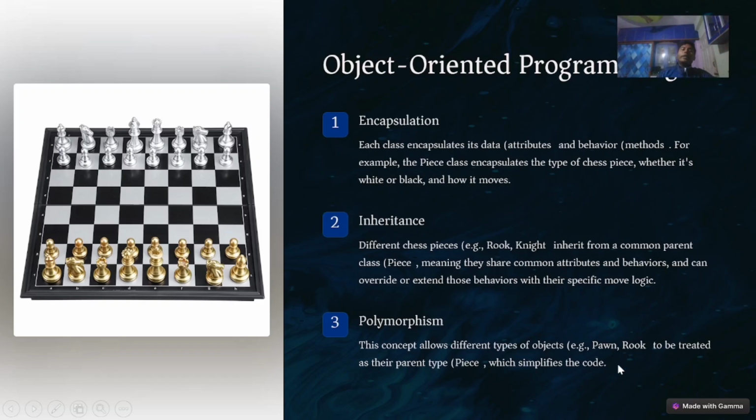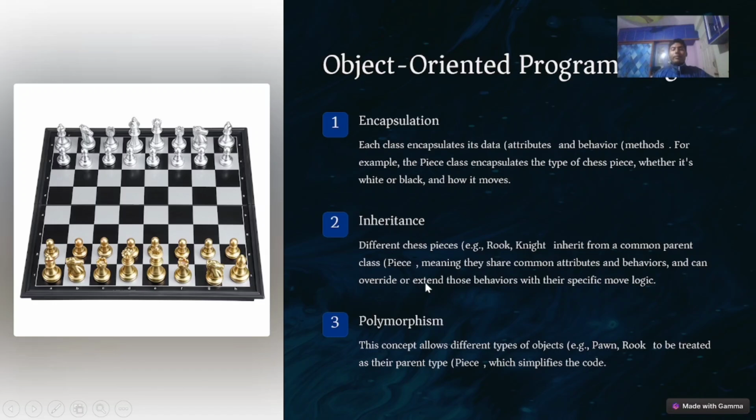So encapsulation is just the attributes and behavior, like methods. For example, the Piece class encapsulates the type of chess piece, whether it's white or black, and how it moves. It checks whether the pieces are moving correctly or stuff like that. That's encapsulated here. Inheritance is like a main class, a parent class, and child classes are taking attributes from it. That's inheriting stuff from the main class.